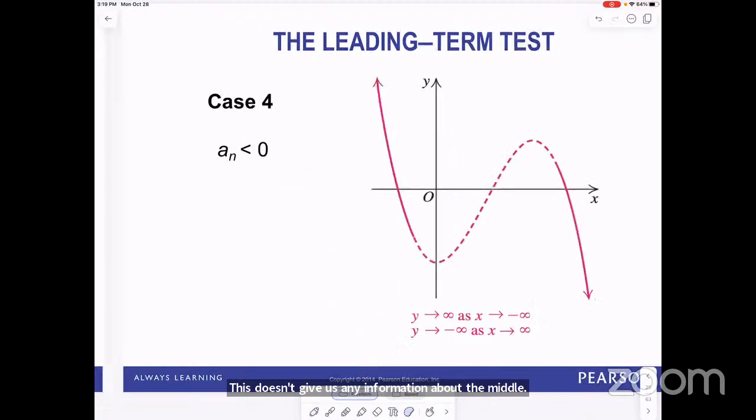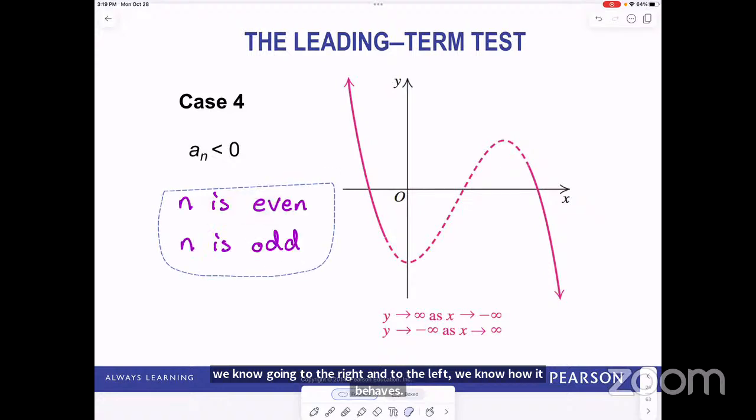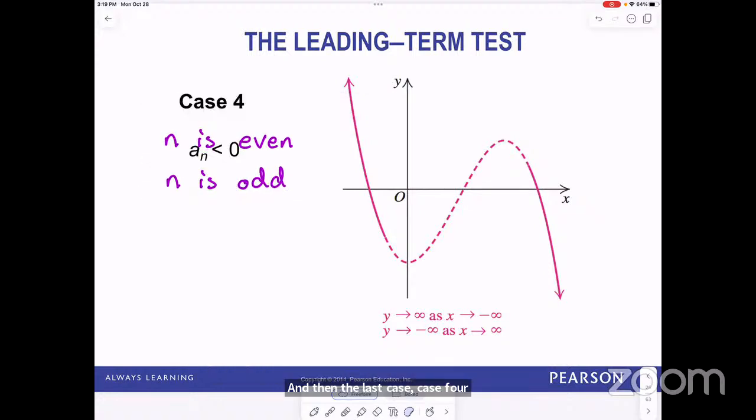And then the last case, case 4, a negative leading coefficient and n is odd. Okay. A negative leading coefficient means we go down to the right. N is odd means the other side does the opposite, so we go up to the left. Okay, so that's the leading term test.